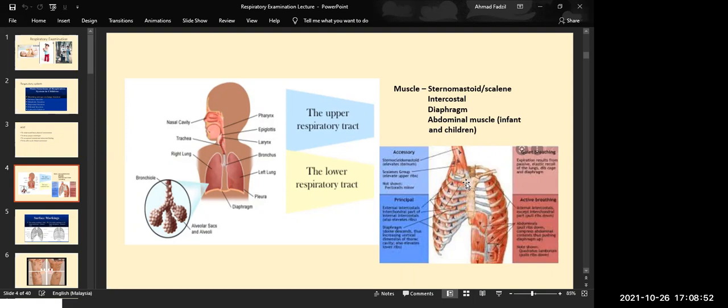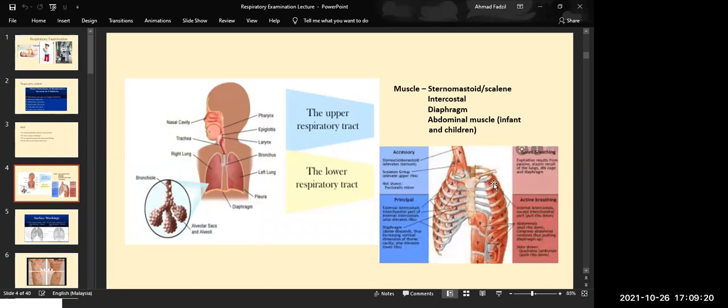So it is very important to remember the muscles, and then remember that in respiratory breathing movement, there are two, inspiratory and expiratory. The inspiratory is the active movement, which means it involves muscle contraction, whereas the expiratory is passive, where the muscle does not contract anymore, and the muscle goes back to the inert position by itself, usually by gravity.